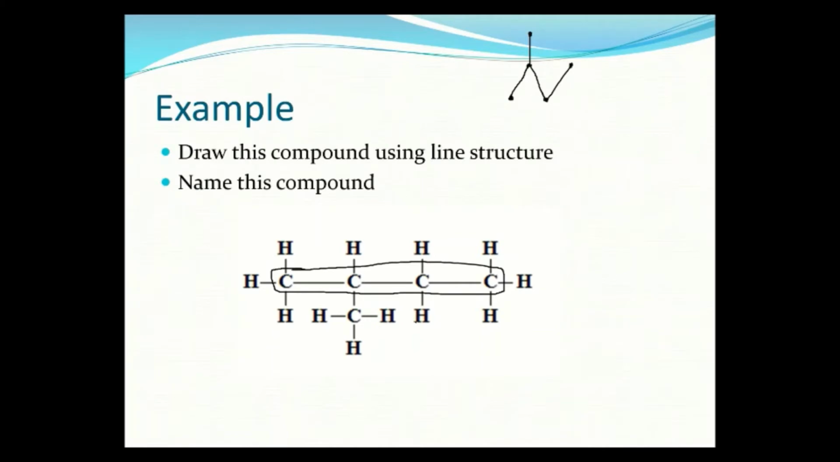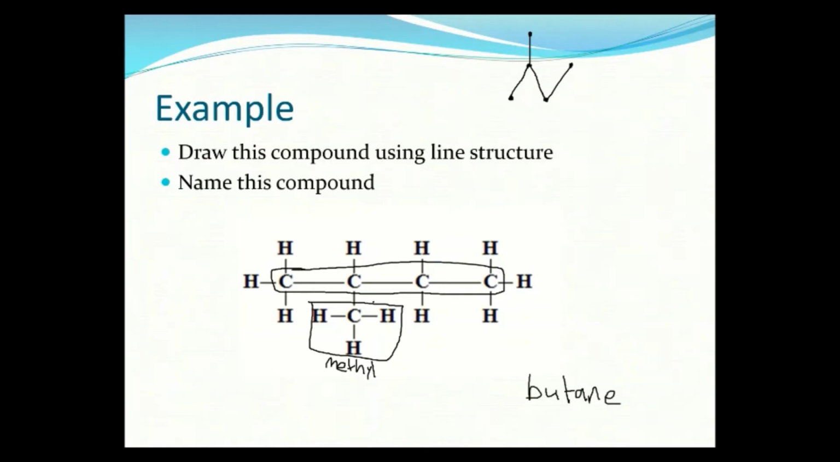So if we want to name this, first thing we do is we're going to box our parent. So we have 1, 2, 3, 4. 1, 2, 3, 4. Yeah, we can't get any longer than 4 here. So these 4 are our parent. And if we look up what 4 is, 4 means butane. So our parent is butane. Okay. Coming off of here, we have a branch, right? Our branch has 1 carbon. So this is a methyl branch.